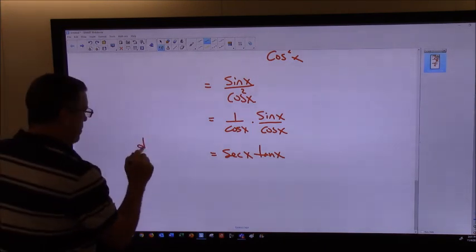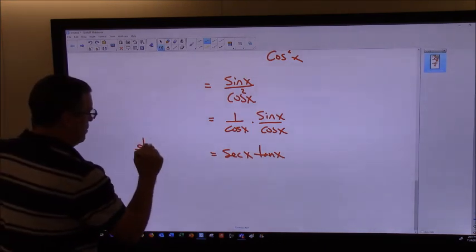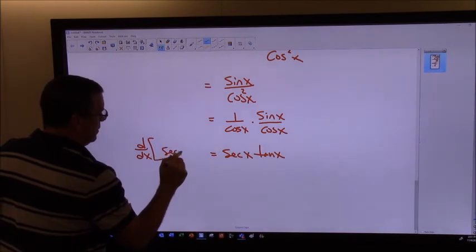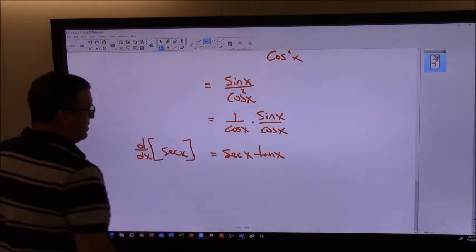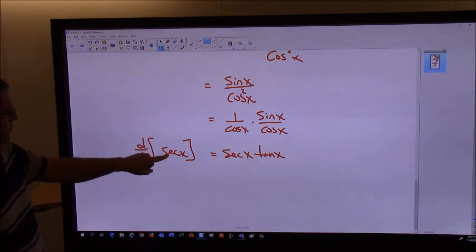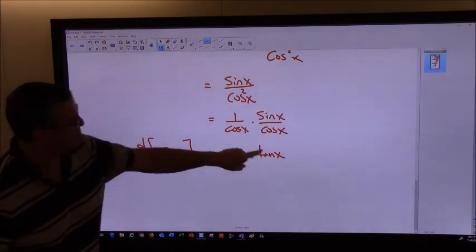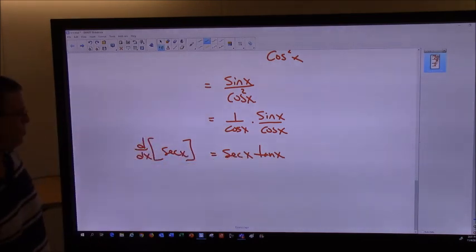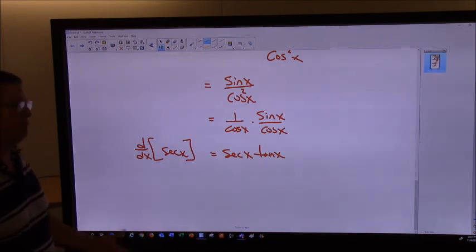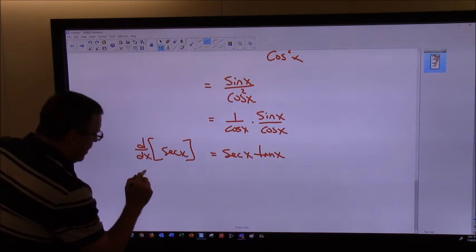That is the derivative of a secant. Kind of weird that you take the derivative of something and you get that exact same function plus some extra stuff in there as well. But that's what you get. That's the derivative.